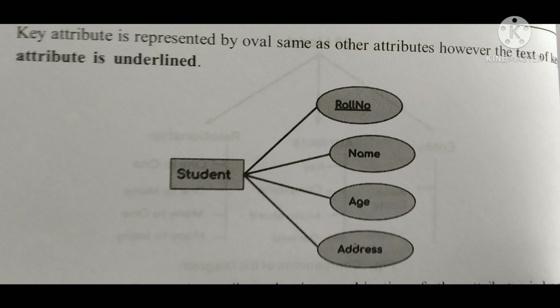The third one is the multi-valued attribute. An attribute that can hold multiple values is known as a multi-valued attribute. It is represented with a double oval in an ER diagram. For example, a person can have more than one phone number, so the phone number attribute is multi-valued.